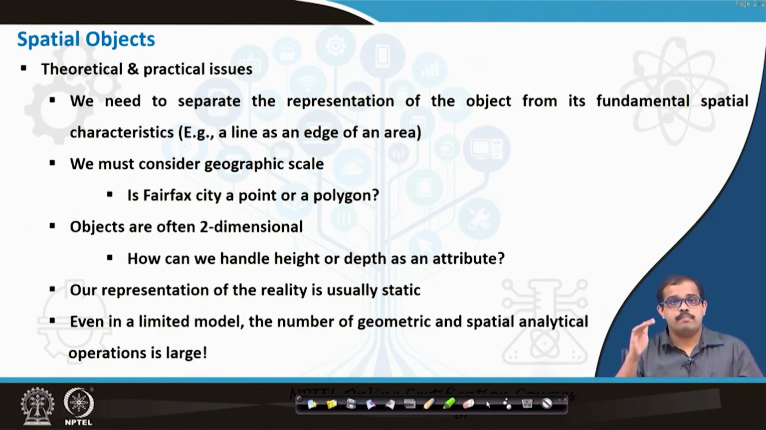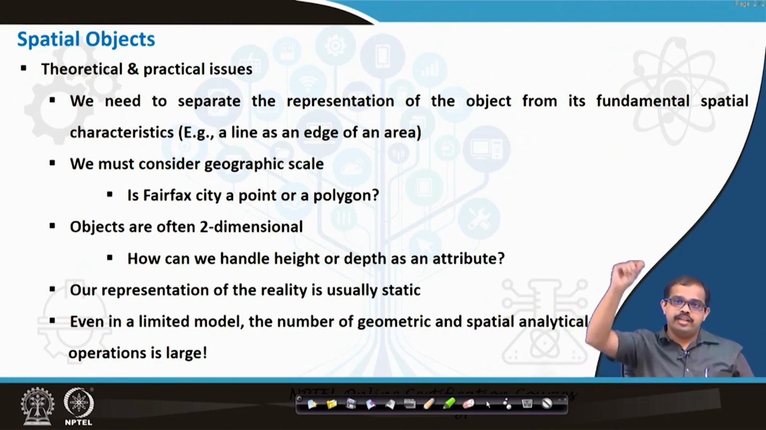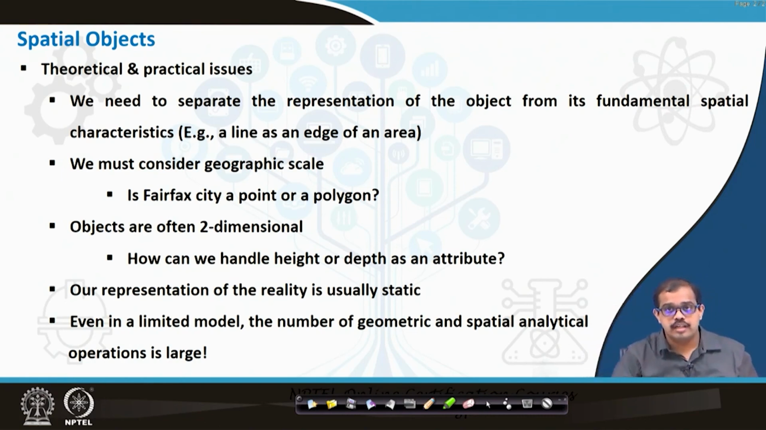Is a city like Fairfax a point or a polygon? If you are representing the entire India, each city is a point. If you are representing only a particular city, Kolkata, that city is a polygon. So, please be extremely careful about what geographical scale you are considering. Based on the geographical scale and the application, you have to choose what kind of representation you are using. Objects are often two dimensional. We have to handle height and depth as an attribute. Please keep in mind that whatever you are trying to do will be a form of attribute.